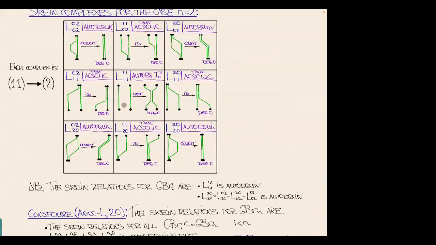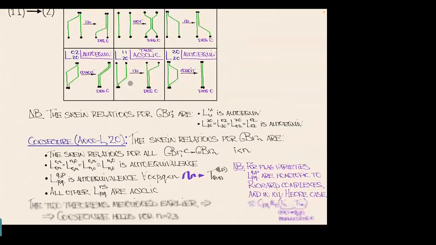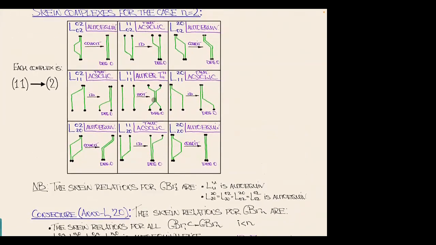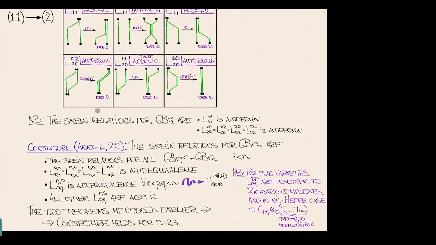Down this diagonal, we'll always have LPQ, LQP for P plus Q equals N. So we'll have P strand crossing Q strand, and this we also want to be an autoequivalence. And everything else is acyclic. So for a square of side N, the picture is autoequivalences in the corners, autoequivalences on the anti-diagonal, and everything else is acyclic.